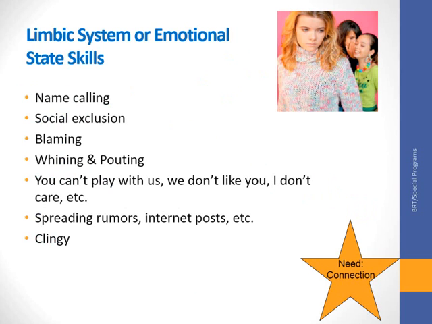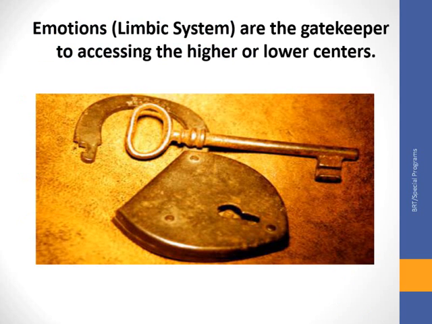In this emotional state, or what we refer to as the blue state, our skills again are limited to name calling. This is where you see kids socially isolate others. They're blaming, they're whining, they're saying things like, you don't like me, you can't play with me, I don't care. The only way to soothe the emotional state is through connection. The limbic system, or the emotional state, is where most people are on any given day. Emotions are the gatekeeper to accessing the higher or lower centers of the brain.